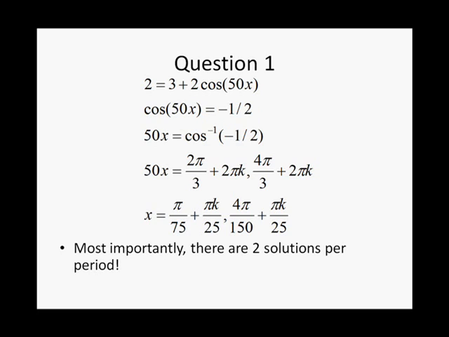0 to 12.5-ish, 5.6, something like that. But the important thing was not what the solutions are. The important thing for this question was how many there are. I didn't actually care whether or not a student was able to actually find the solutions. I just wanted to know how many there were going to be. Of course, the important thing here is that for each period, we're going to have 2 solutions.